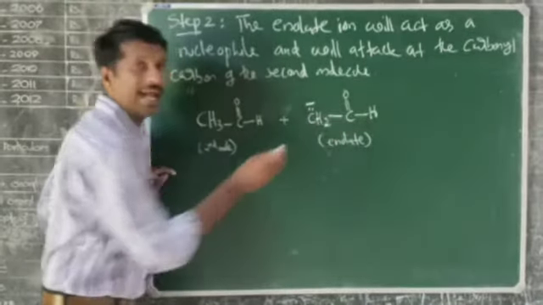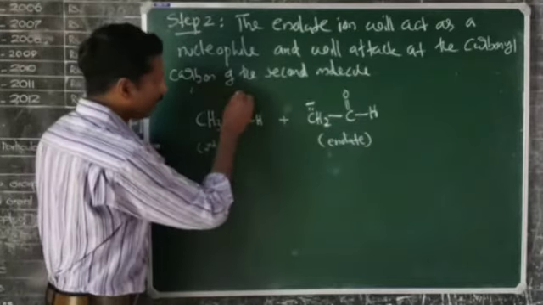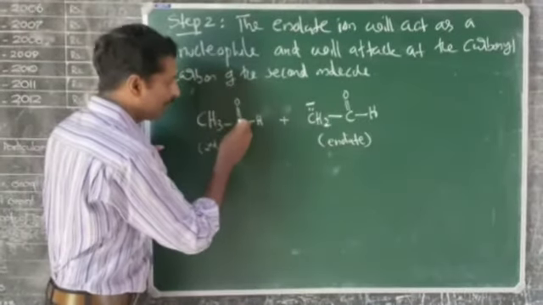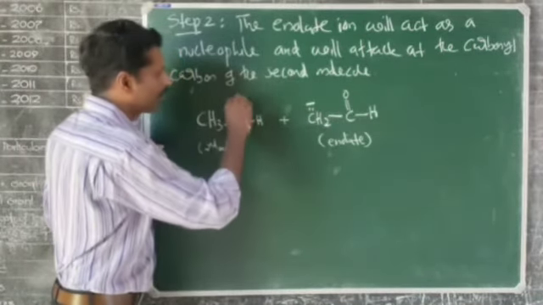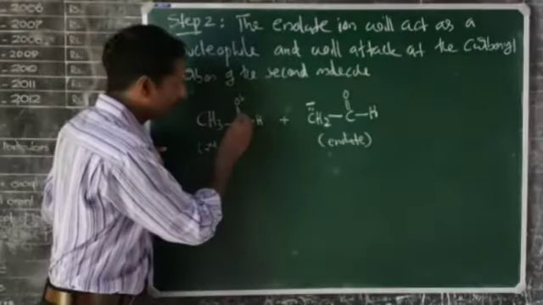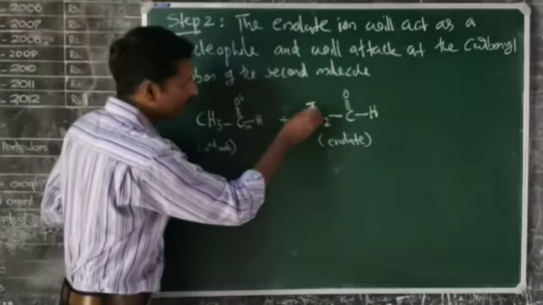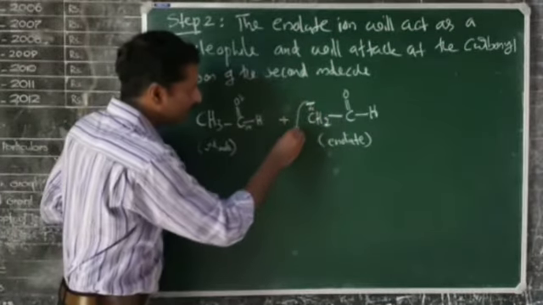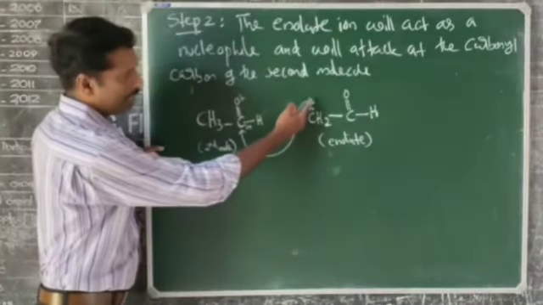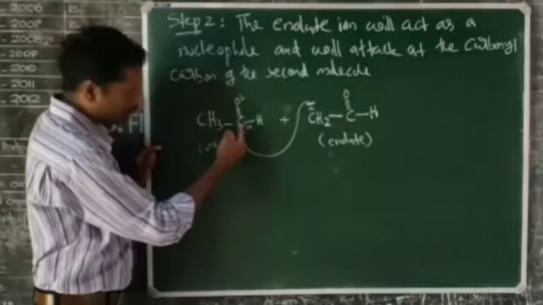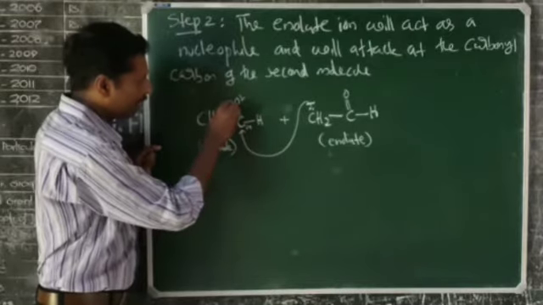This enolate ion will act as a nucleophile, a negatively charged species, and will attack. We know that the CO group is a polar group. The C is having slight positive charge and oxygen is having slight negative charge because of the electronegativity difference. Therefore, this carbon is slightly positively charged. Therefore, this negatively charged enolate ion will attack on this positively charged carbon. Then what will happen? One of the bonds will be shifted to oxygen.